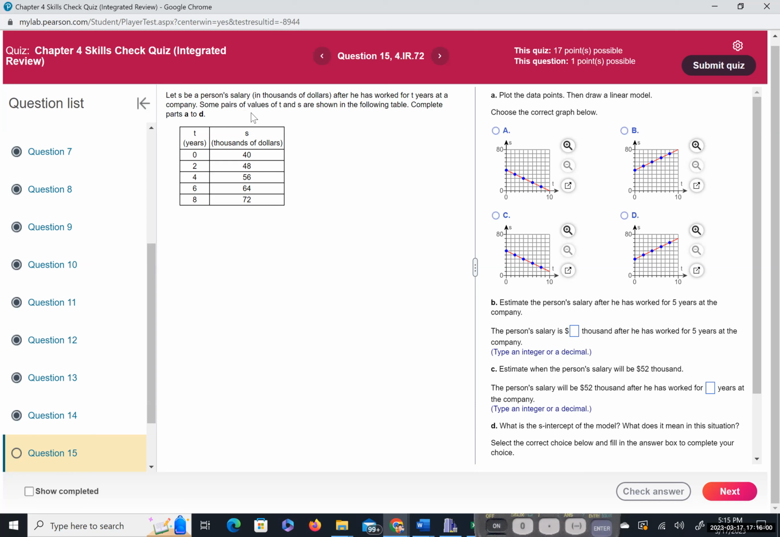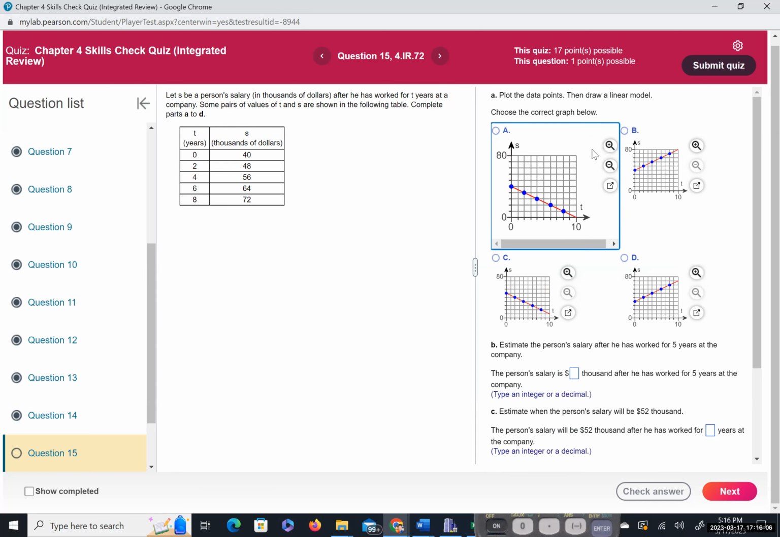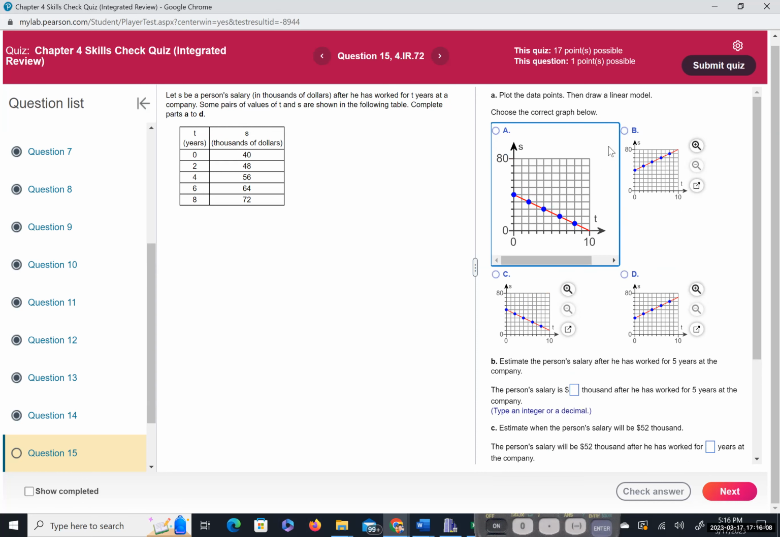Okay, so I have to plot the data. So I have 0, 40. Is that A going to be the better one? Let's see. I know up to here is 80, right? So the middle is going to be 40. That's 0, 40, good. Then 2 and 48. Well, here at 2, is that 48? No, it's less than 40. So this is not a correct one, right? So we're going to move to the next one.